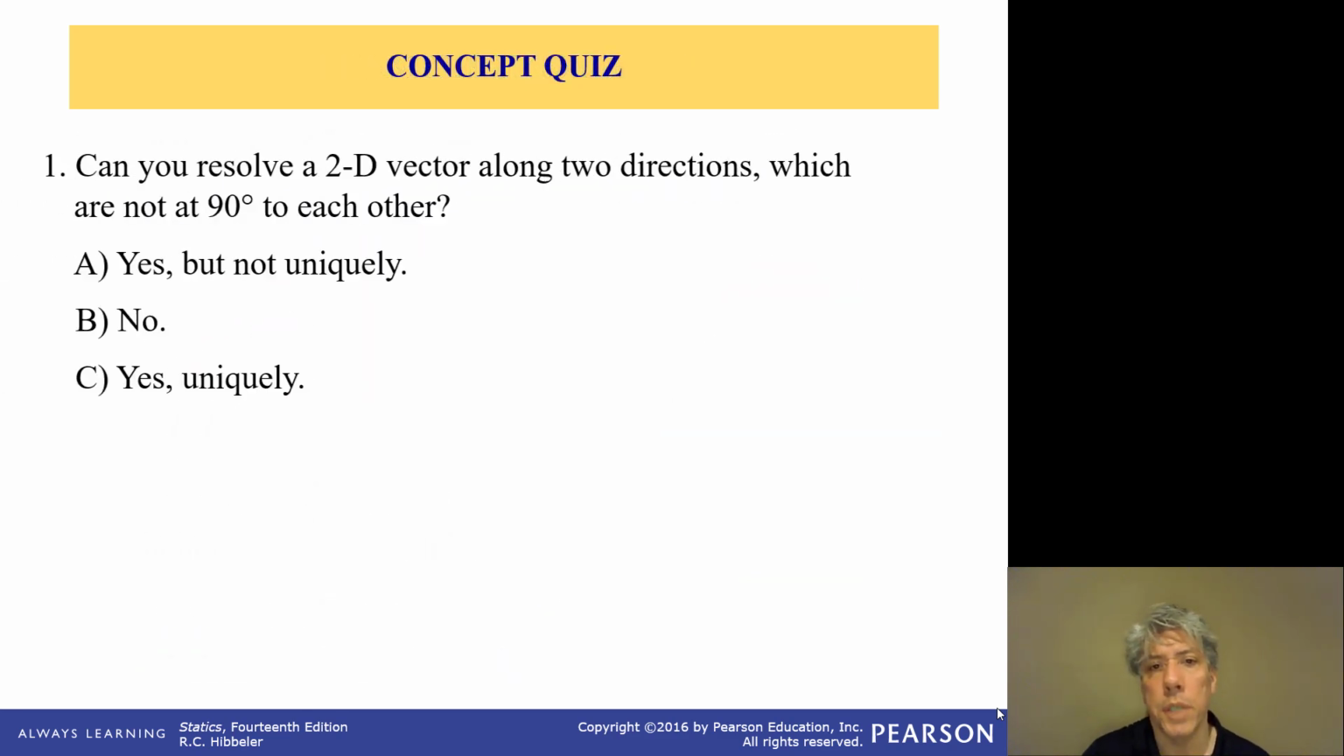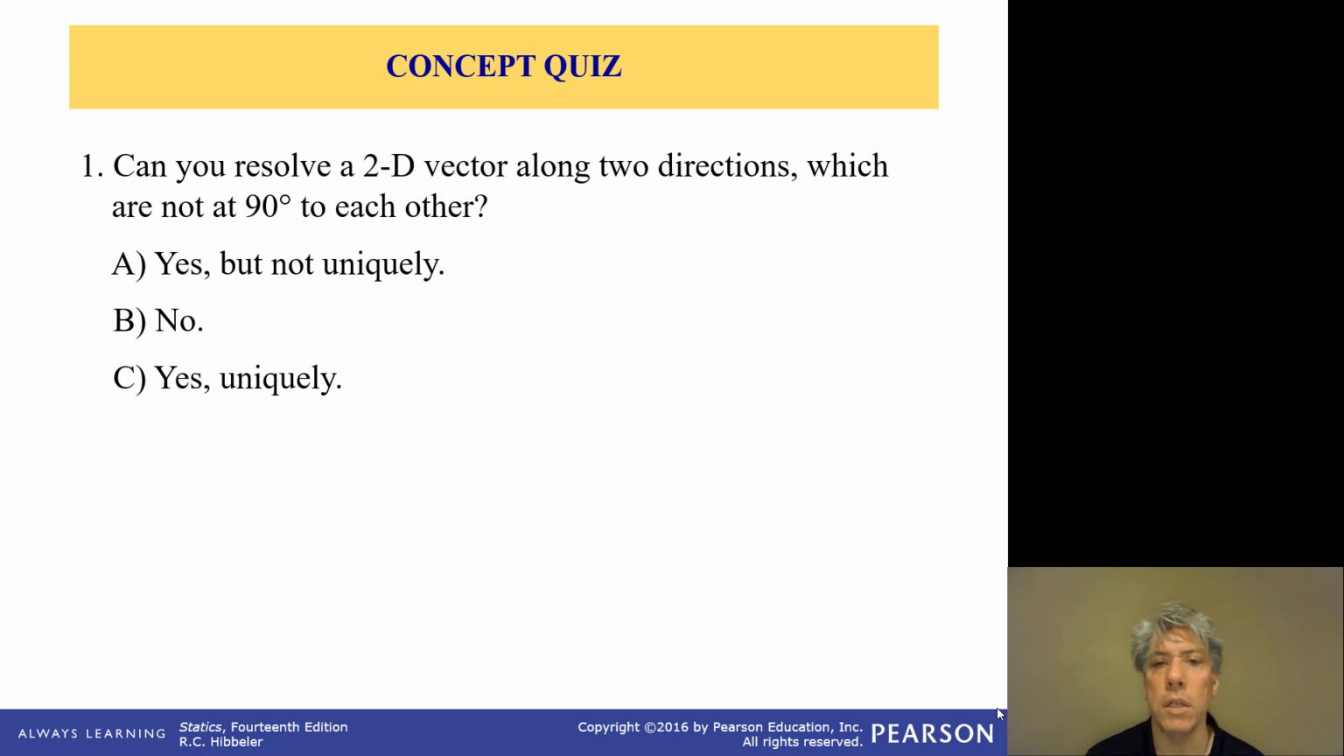Now let's challenge the concept quiz. Can you resolve a two-dimensional vector along two directions which are not at 90 degrees to each other? Well, I certainly hope so. We just did. Was it a unique resolution? Actually, yes, it is.